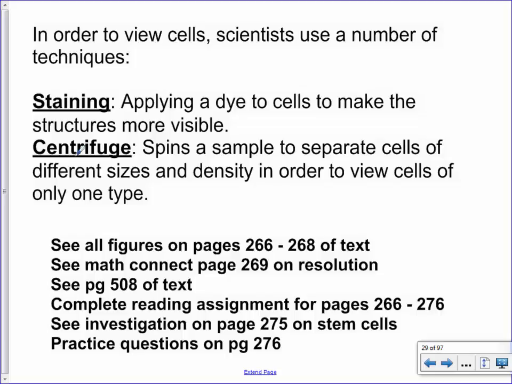Thanks. Anybody ever seen CSI where they take the sample, the guy does a bunch of chemistry stuff in it, and he puts it in the thing, presses the button, and it starts spinning around in circles? Ever seen that? That's a centrifuge.